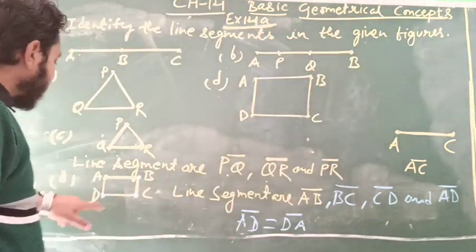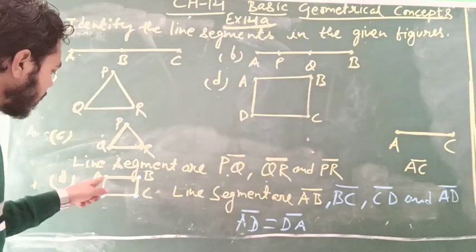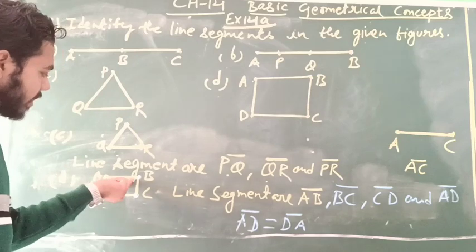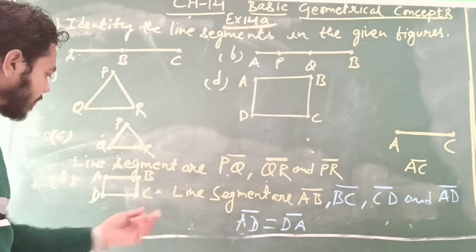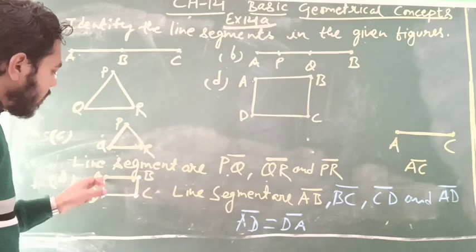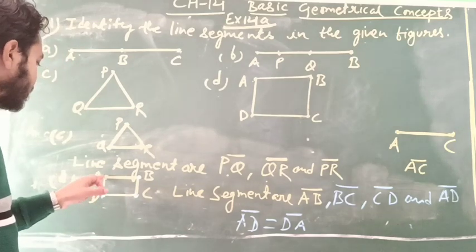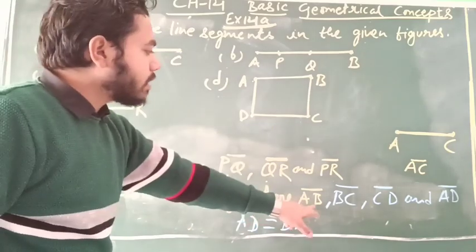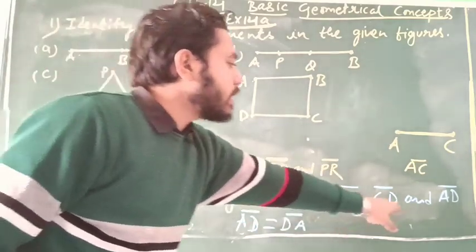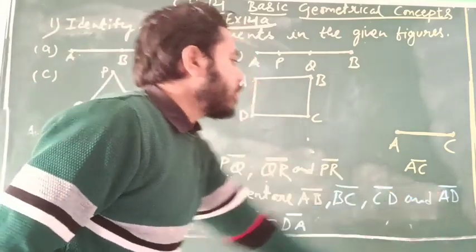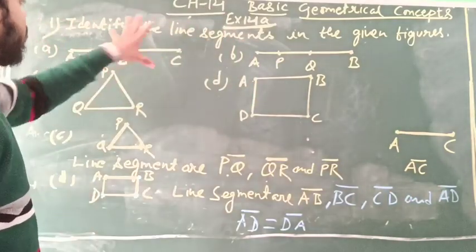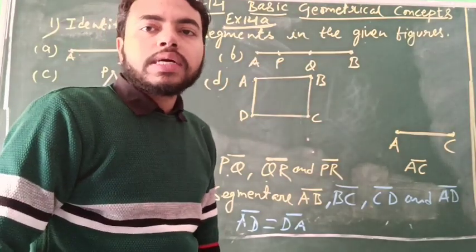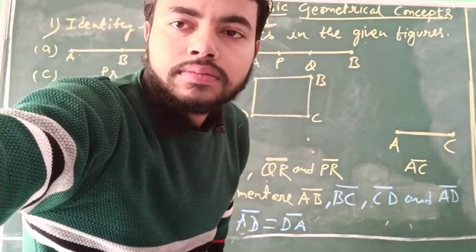So these are the line segments in this figure: AB, CD. So AB is a line segment, BC is a line segment, CD is a line segment, and the last line segment is AD. Okay, so in this figure 4 line segments are formed: AB, BC, CD, and AD. Okay, so this was all about question 1. Now we will move to question 2.